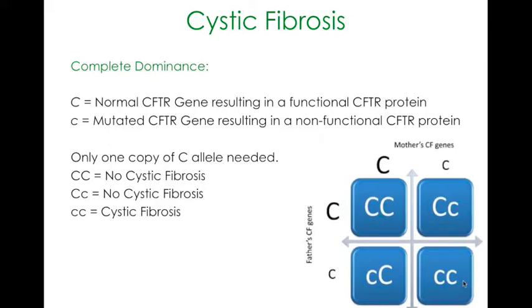And so that is a complete dominance trait. Individuals with capital C, lowercase c are heterozygous, and they don't have cystic fibrosis. They do, however, carry a dud gene, but because they have 1 normal gene, they're okay.